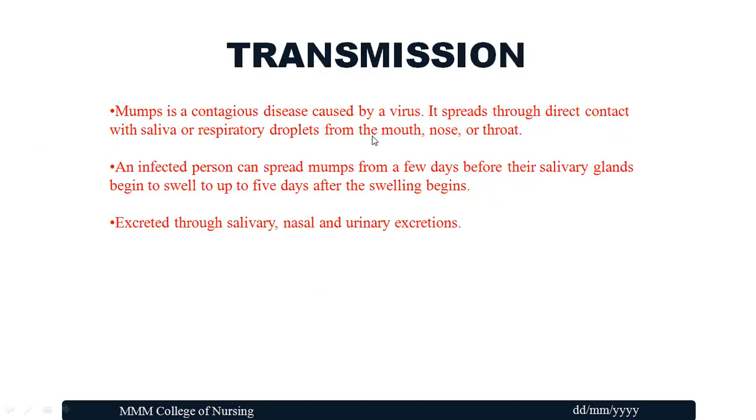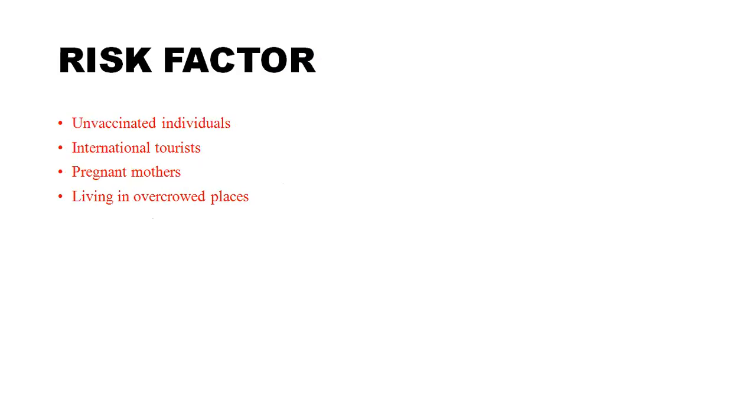What is the transmission? Mumps is a contagious disease caused by a virus. It spreads through direct contact with the saliva or respiratory droplets from the mouth, nose, or throat. An infected person can spread mumps from a few days before the salivary glands begin to swell up to 5 days after the swelling begins. It is excreted through the saliva, nasal, and urinary excretions. This is about the transmission.